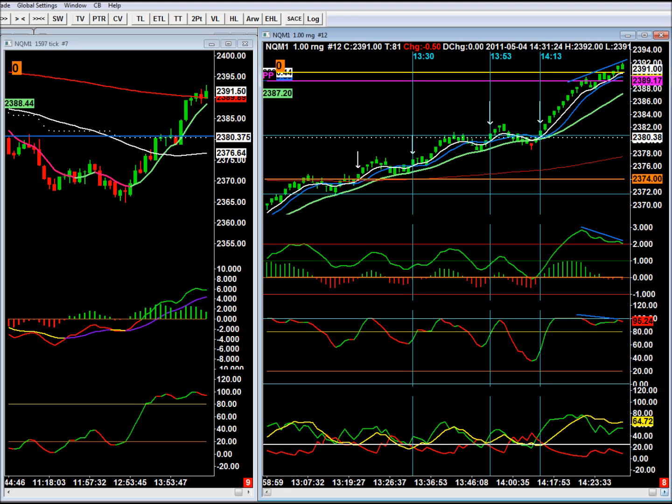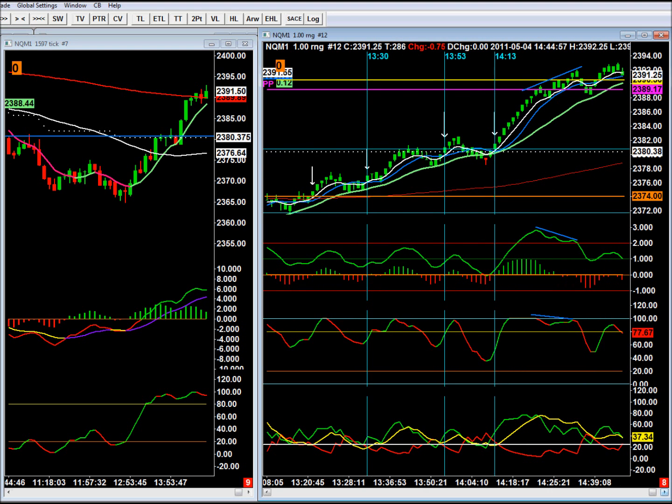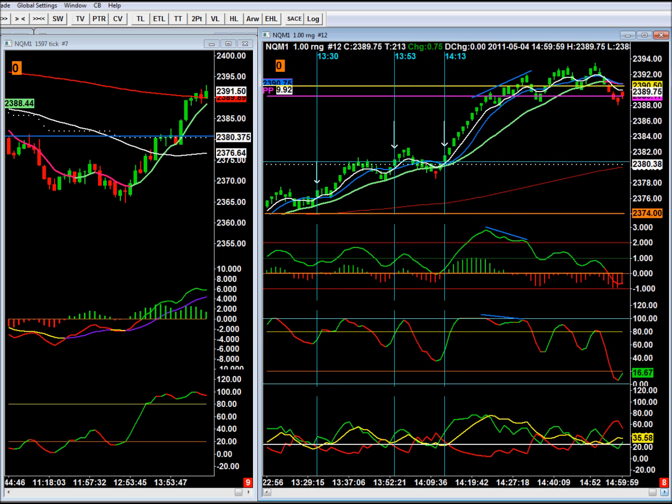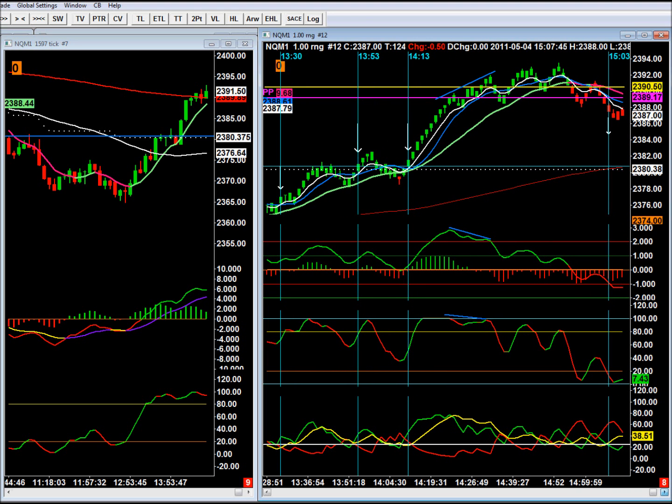So again, I didn't like the area that it was in, so then I would be looking for a pullback once it takes off. And then, unfortunately, it takes off, and it gives you a pullback right into all this junk again, the close and the floor trader pivot point. So unfortunately not much to do there.